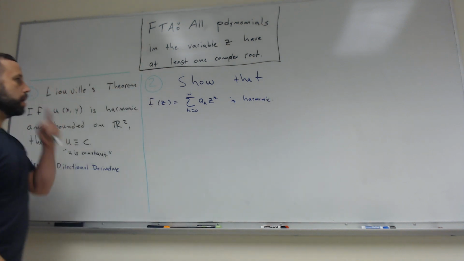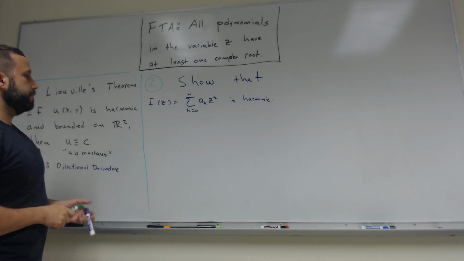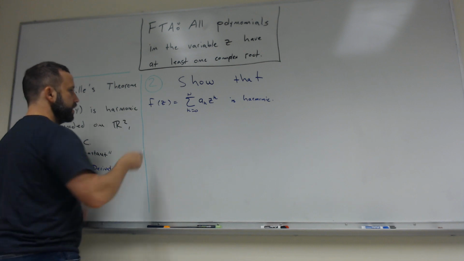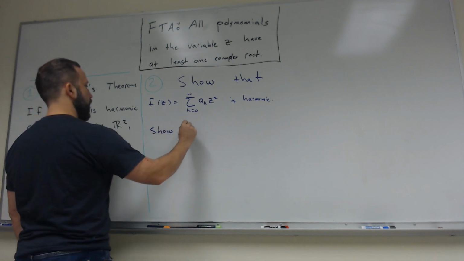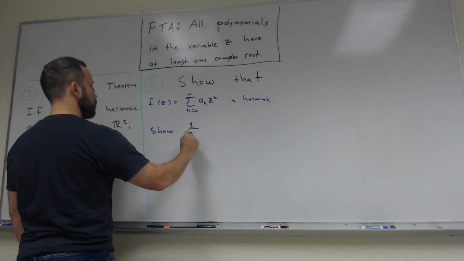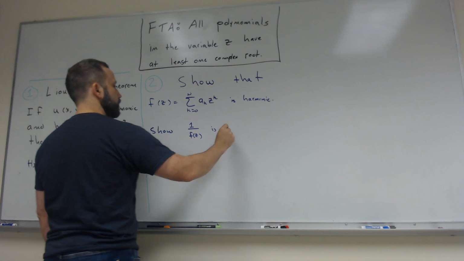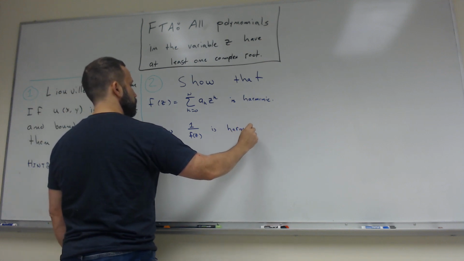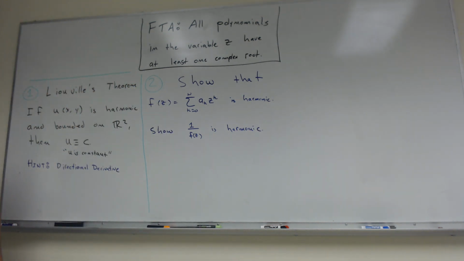So that's harmonic. I don't know if that's going to be directly applicable. This is like part A. Part B is to show that 1 over f of z is harmonic. Okay, now that one might be a little tricky, but definitely still doable.